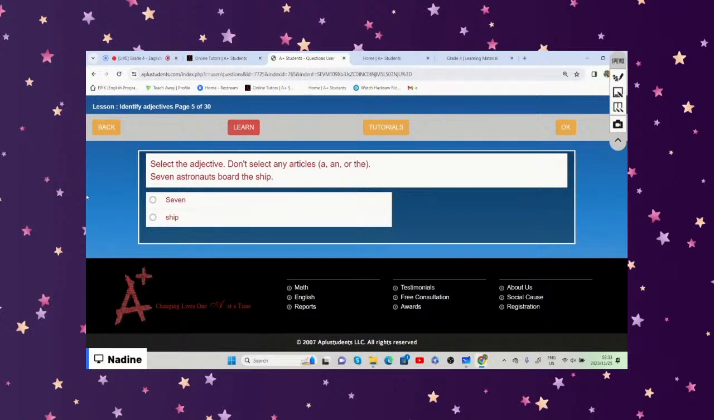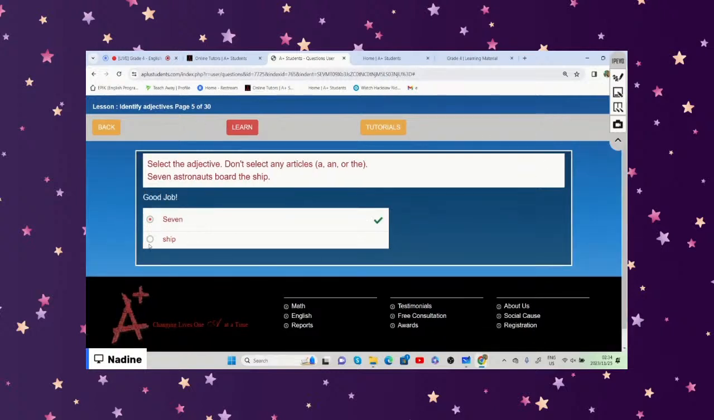All right, so if we select the adjective, and then we will choose 7. We select 7 because it tells us how many astronauts boarded the ship. So 7, and as you can see there, they're giving us an actual number that tells us how many. But in other cases, it can be a few, many, a lot, some. That tells us how many. So well done, everybody. 7 is correct.